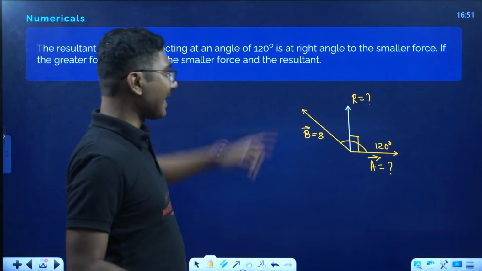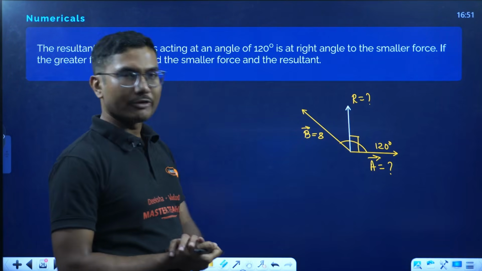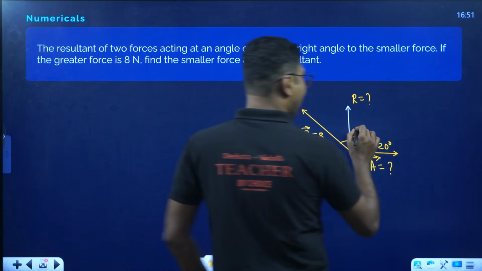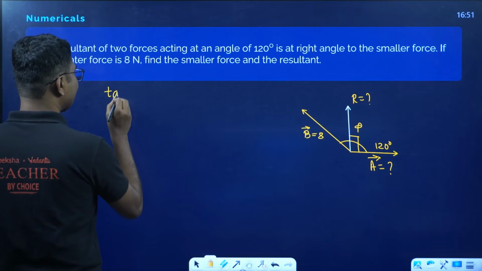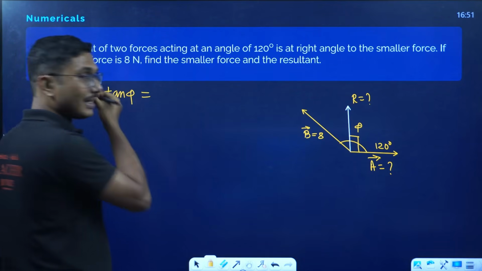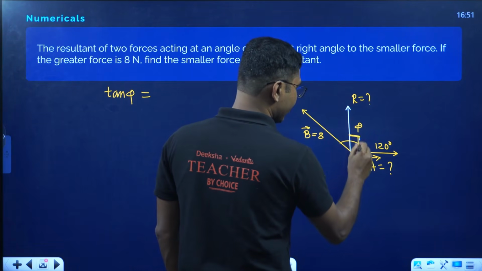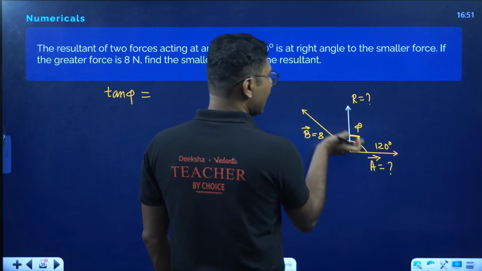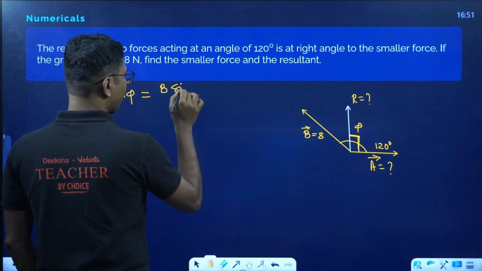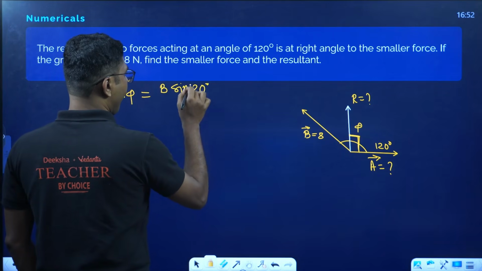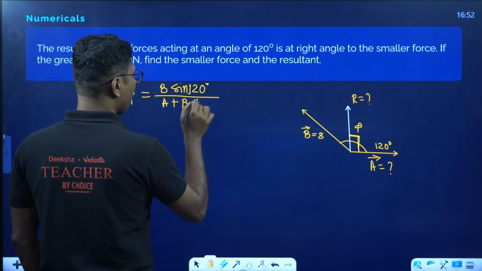The resultant can be calculated if you can find A, but obviously A is not given here, so you have to find A and only then can you calculate. Now remember that this angle is the angle made by the resultant. We know that for the angle made by the resultant, tan phi is given by what? The other side, this side. You are calculating the angle with respect to this side, so you have to go here, that is B sine 120 divided by A plus B cos 120.